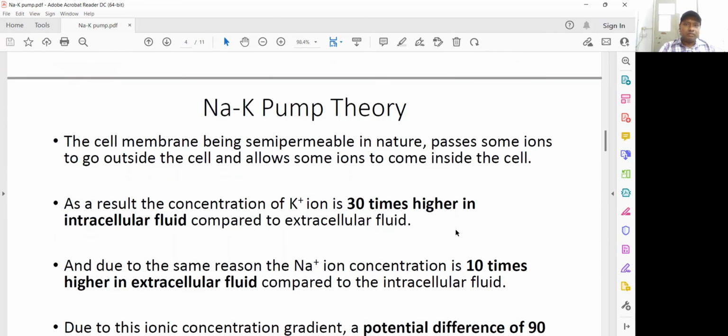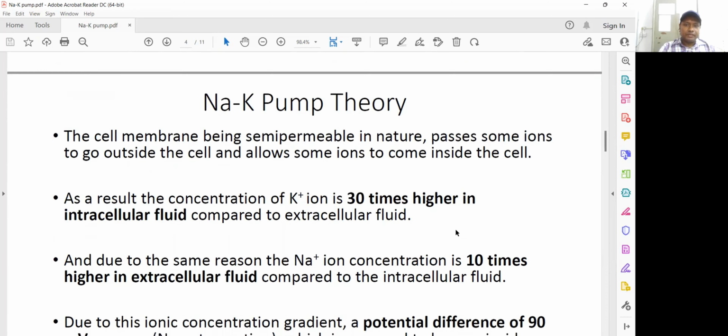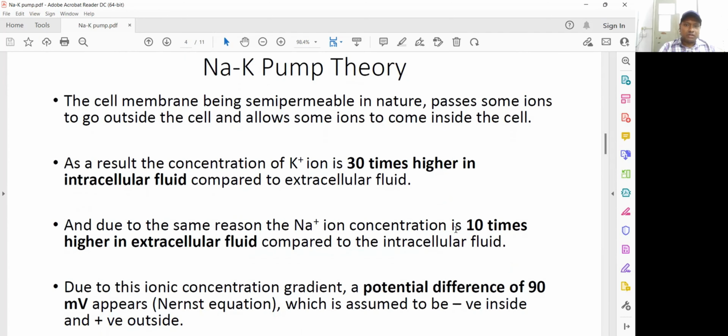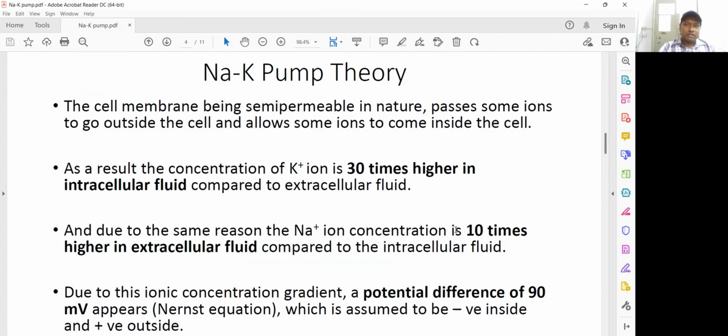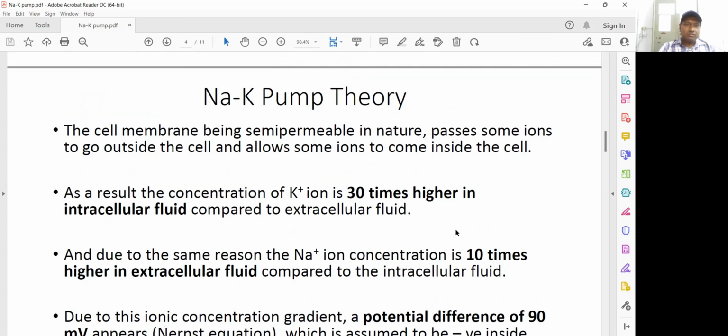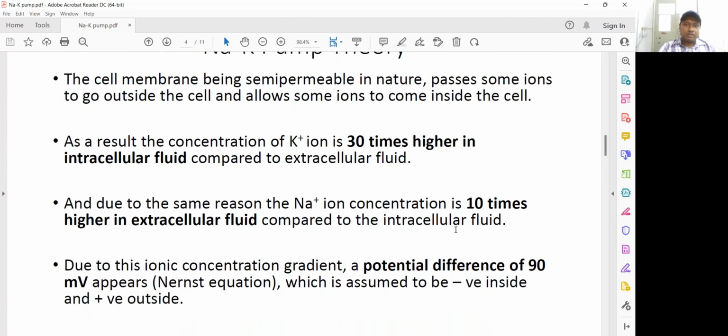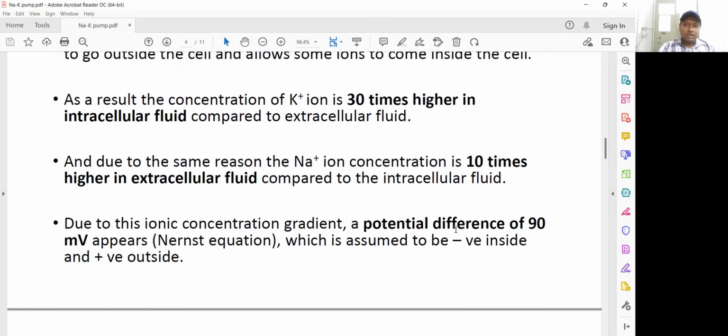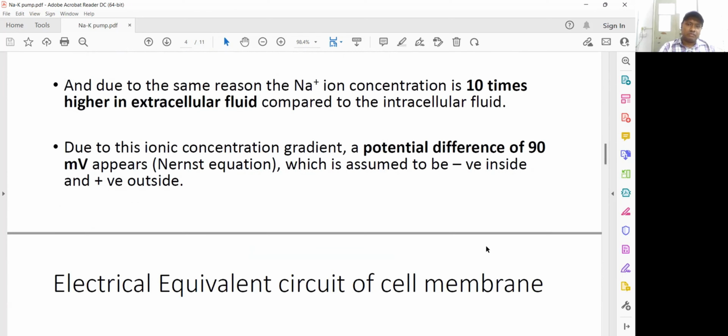Whatever I have already mentioned has been pointed out here. The cell membrane, being semi-permeable in nature, lets some ions go outside of the cell and allows some ions to come inside. Ultimately, the potential difference of 90 millivolt appears due to the application of the Nernst equation, and it is assumed to be negative inside and positive outside. This is only an assumption.